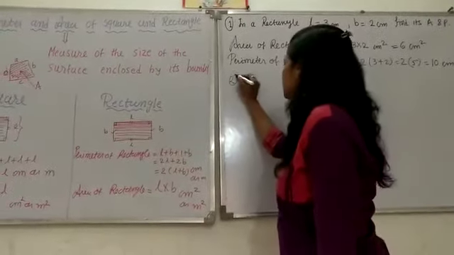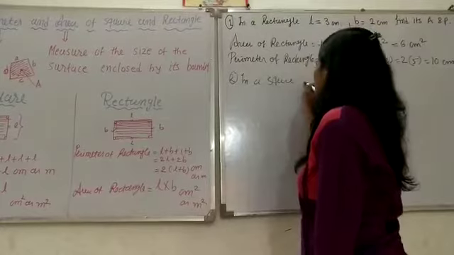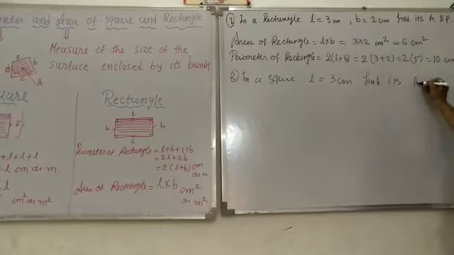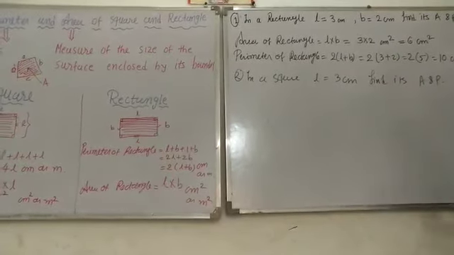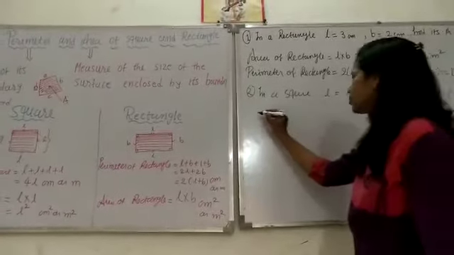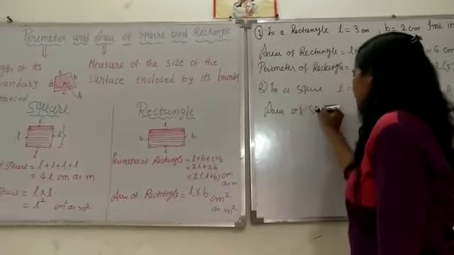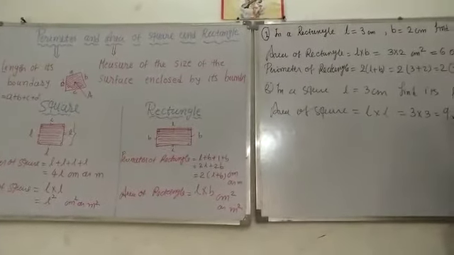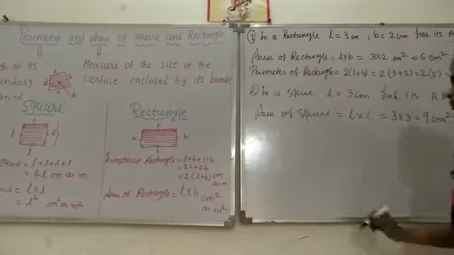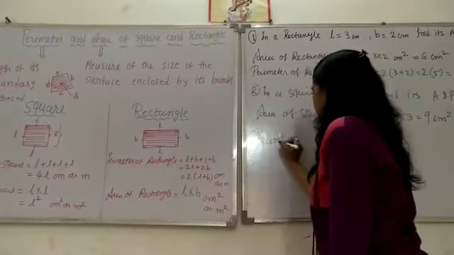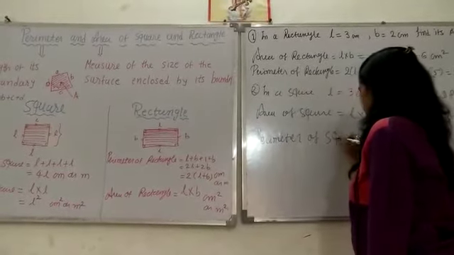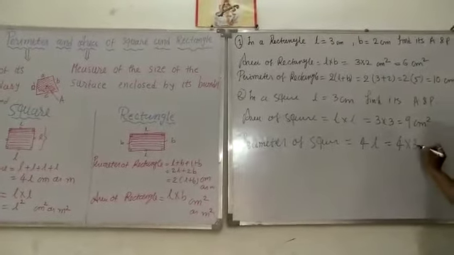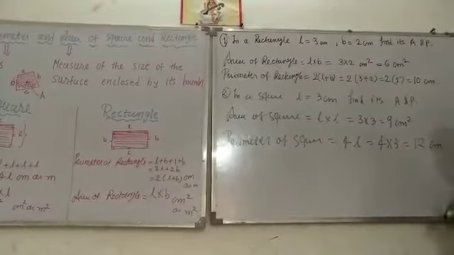Now second, in a square, length is 3 centimeter. Find its area and perimeter. In this type of example, you should write the formula of area of a square. So this is length into length. So this is 3 into 3. So 9 centimeter square. And perimeter of a square is 4 times length. That means 4 into 3. So 4 threes are 12 centimeter.